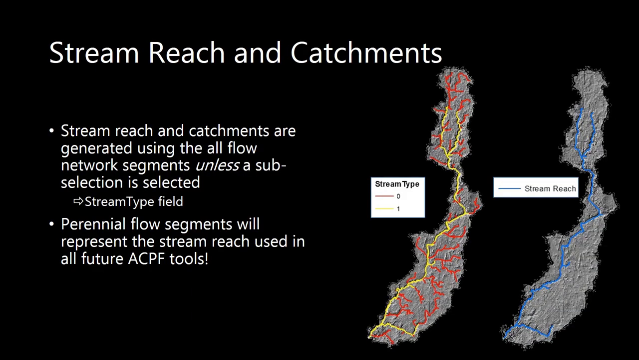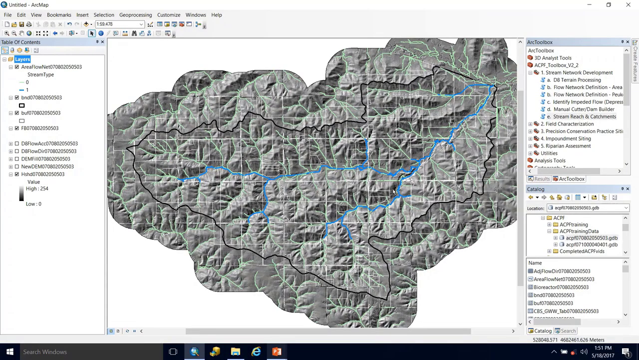Previously, if you did not take the time to code your perennial network, then this tool would consider every single flow path a part of your stream reach, which is inappropriate. So previously we had gone in and coded our perennial network using a value of 1. All other flow paths were given a value of 0. So when we run this tool, we'll be making a subselection saying only create the stream reach based on a stream type value of 1. And then we'll have an accurate stream reach. And this is going to be the feature class that we use in all future ACPF tools when a stream reach is asked for.